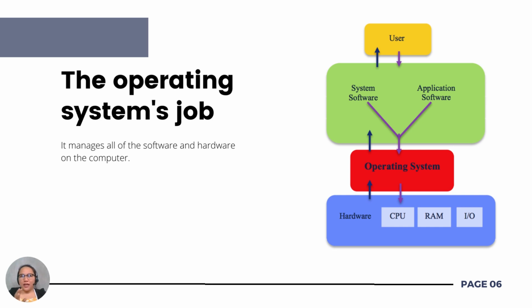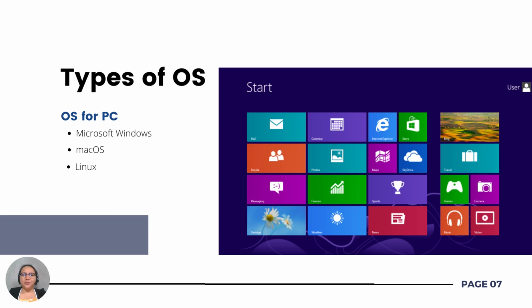So that's why I said earlier, without an operating system, your computer is useless, because there will be no communication inside your computer. Nobody will manage or coordinate the instructions to your hardware. So that's the job of an operating system.